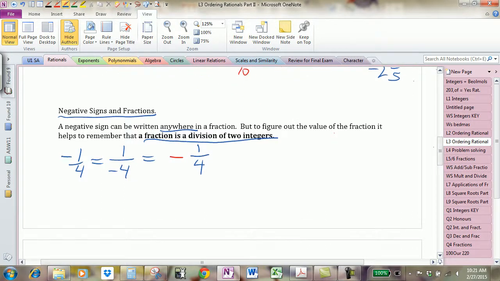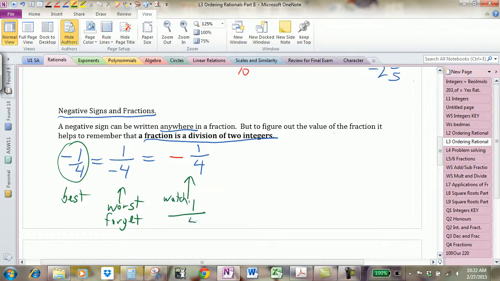Which one's the best? Third one? Nope. This is the best. This is the worst. You know why that's the worst? Because people always forget about the negative sign, and that's why it's the worst. This one's okay, but you gotta watch out for this, right? The long fraction line combined, that's a common mistake. So try and avoid that.